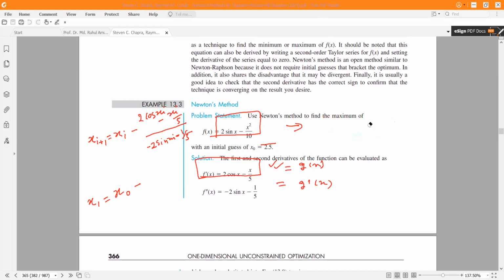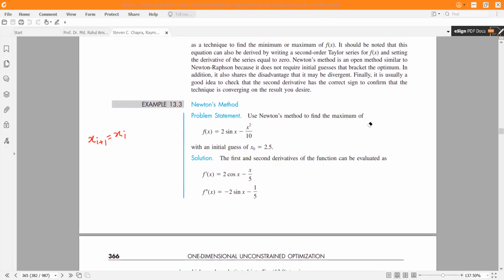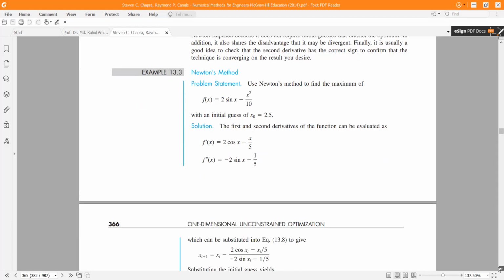Let me erase it, otherwise it will be overlaid and you cannot see the things that are already there. If you redo the thing, you will understand it very easily. This is an old topic.